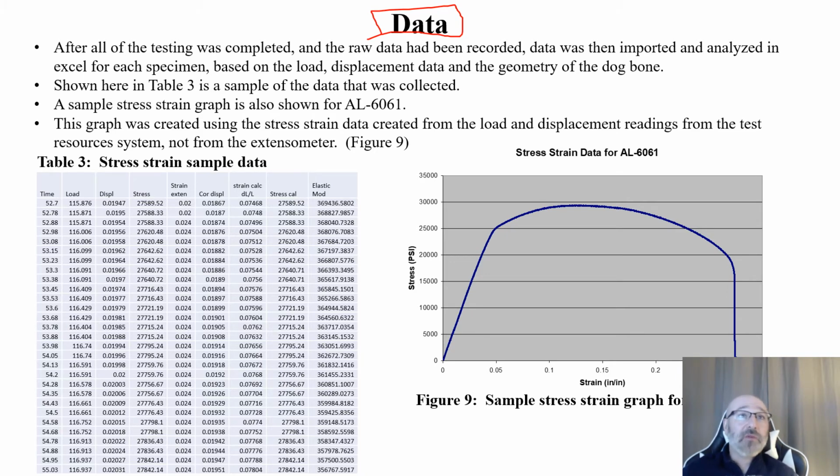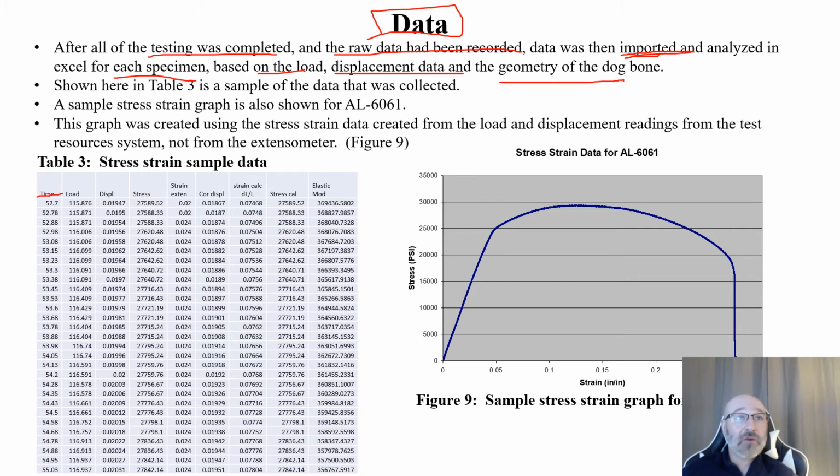So after we've done all the testing and it's completed, the raw data has been recorded. So again, we just did force and displacement. We just had raw data there. We imported this into whatever software. I used Excel for this one here and analyzed it for each specimen. So this was based on the load, displacement data, and the geometry of the dog bone. We can see that down here.